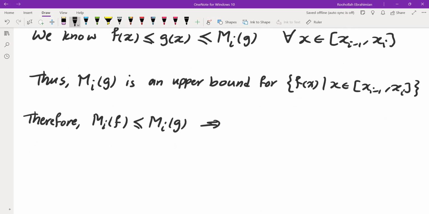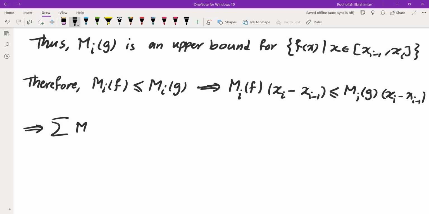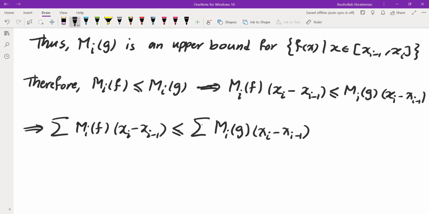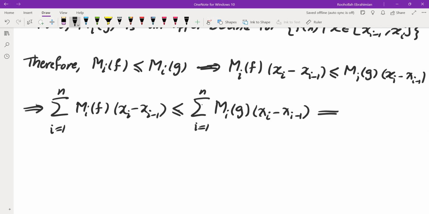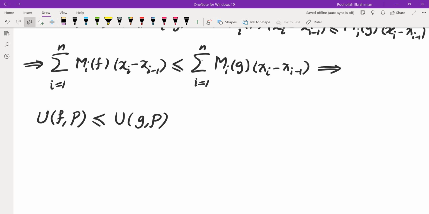Now, multiply both sides by xi minus xi minus 1. We get Mi of f times (xi minus xi minus 1) is less than or equal to Mi of g times (xi minus xi minus 1). Add them up, you get the sum of Mi of f (xi minus xi minus 1) is less than or equal to the sum of Mi of g (xi minus xi minus 1), and that's from 1 to n. So now the left side is the upper sum for f of the partition P. The right side is the upper sum for g with respect to the partition P. So we went from f of x less than or equal to g of x to being able to compare the upper sums.